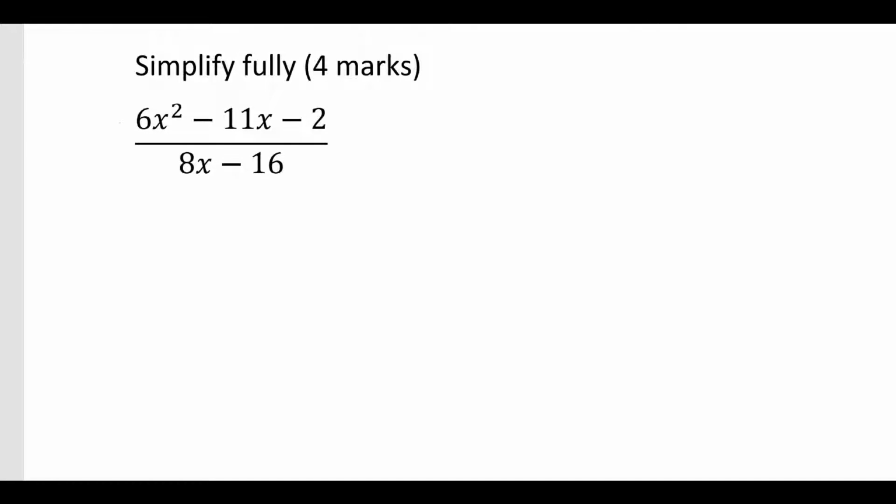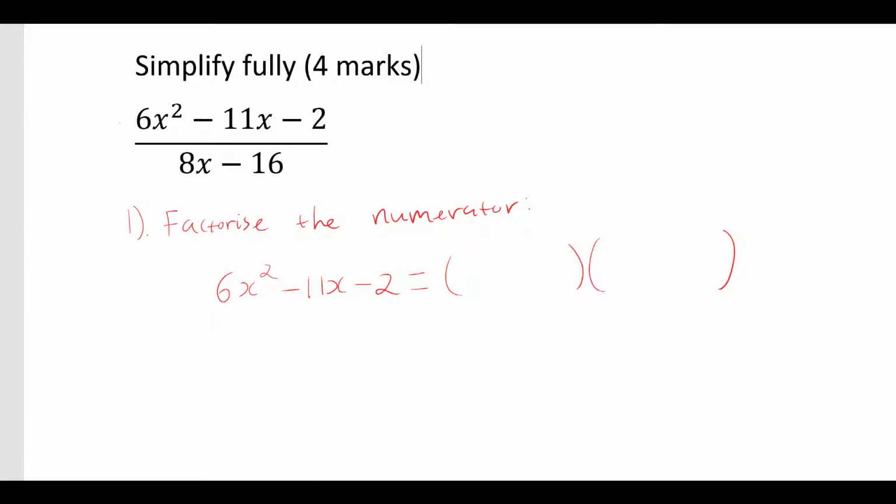In this question, we are asked to simplify fully a rational expression. So what we are going to do first is factorize the quadratic expression, which is the numerator. So factorize the numerator. To do that, I'm going to remember that a quadratic of the form ax squared plus bx plus c will, in most cases, factorize into two brackets, a pair of brackets. So I know that my resultant factorized form will have two brackets multiplied together.